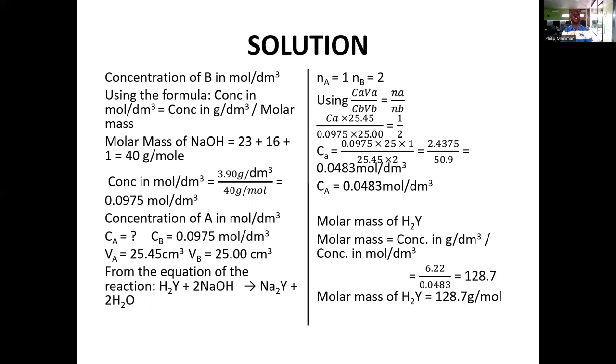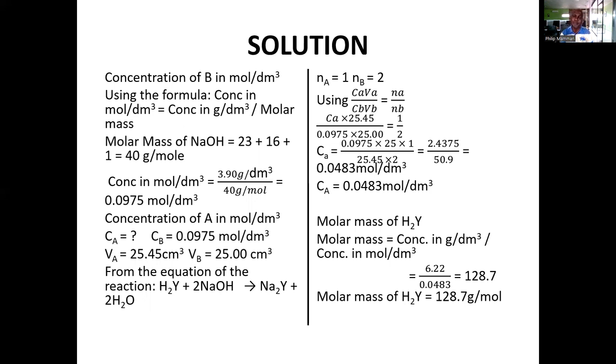Now, once you know the concentration of one, either the acid or the base, you get your VA, which is your average volume of acid. If you look at your table, we need to calculate the average volume of acid. That's your VA. Then what about your CB? That's what you have gotten as 0.0975 mole per dm³.